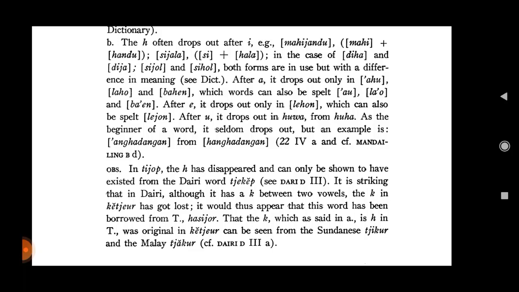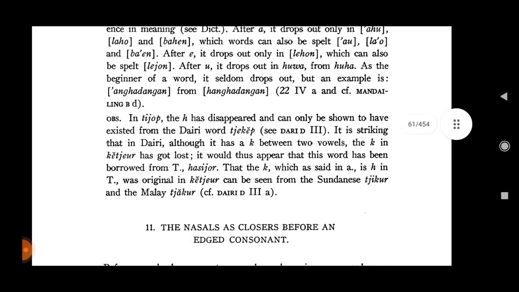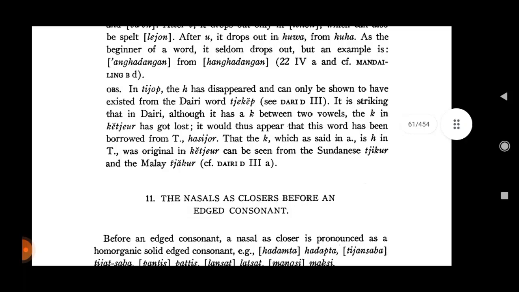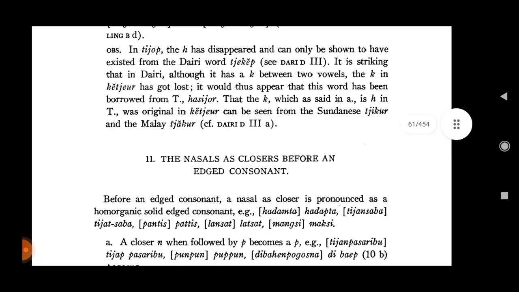After u, it drops out in hua from huha. As the beginning of a word, it seldom drops out. But an example is aha, aka, and hadangan from akadangan, so hadang-hadangan, 22 and 24a and CF Manding BD. In Tiop, the ha has disappeared and can only be shown to have existed from the dictionary.